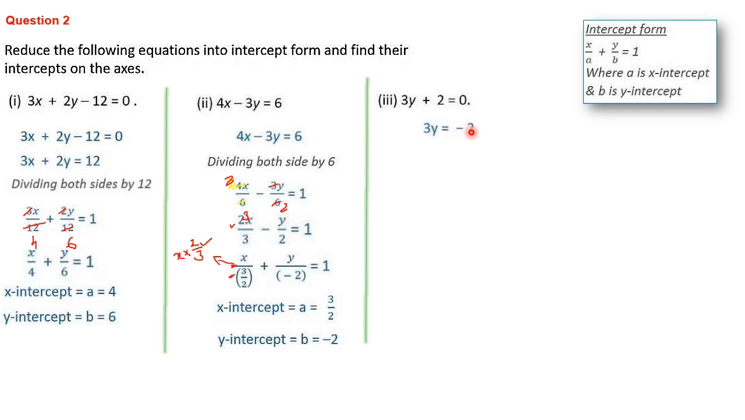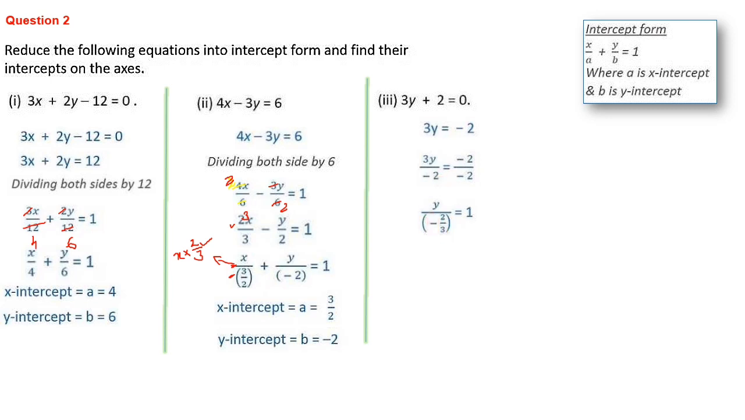So 3y is equal to minus 2. We don't want this minus 2, we want 1 here. So just divide throughout by minus 2. So 3y by minus 2 equal to minus 2 by minus 2. Then here in the numerator there is a number. We don't want this number here. What we can do? Keep it in the denominator's denominator. So y divided by minus 2 divided by 3.